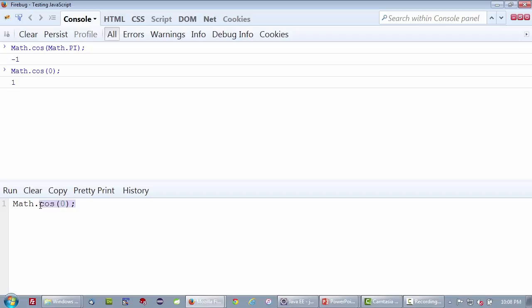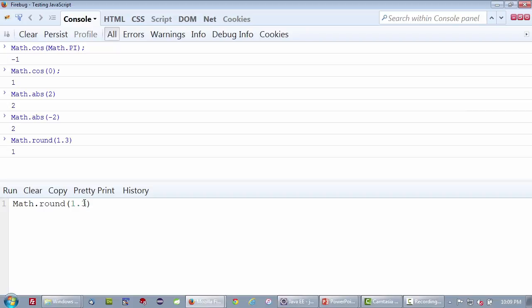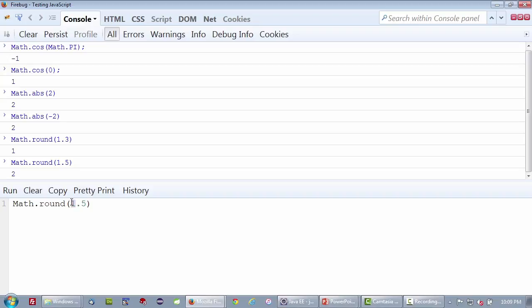The abs operation is quite common. It means absolute value. So Math.abs of 2 is 2, and of minus 2 is also 2, the absolute value. So this is quite useful in real life. Math.round is useful in real life. 1.3 rounds to 1. But what about 1.5? What does that round to? I get 2. What about 2.5? I get 3. So Math.round, if it's exactly in the middle, rounds up, like some languages, but not all languages.